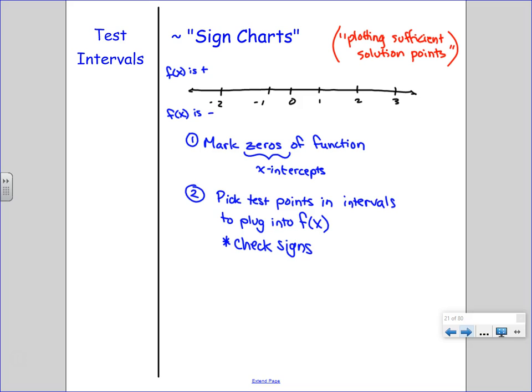There's not really much of a description in what they would say. There's not really much of a, hey, here's how you actually do it. Which is why I'm mapping it out for you and saying, here's what I want you to do whenever you see plot sufficient solution points. Just think sign chart.